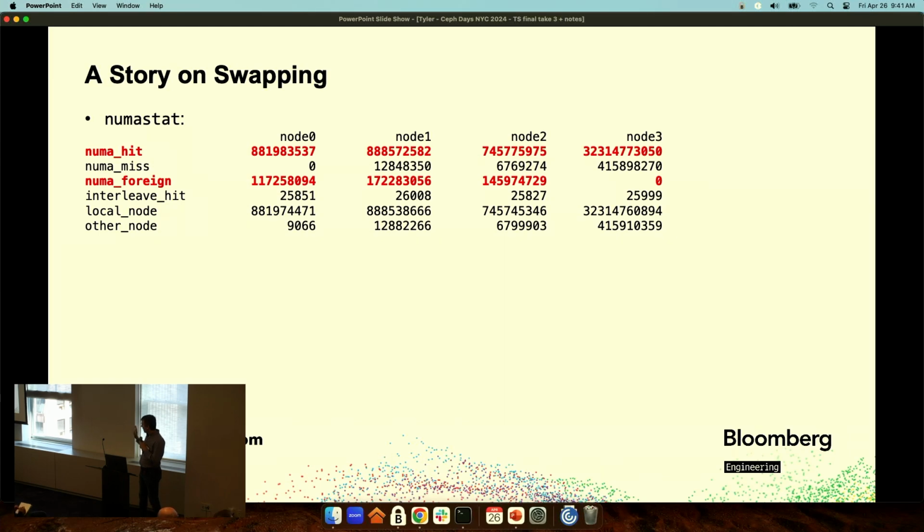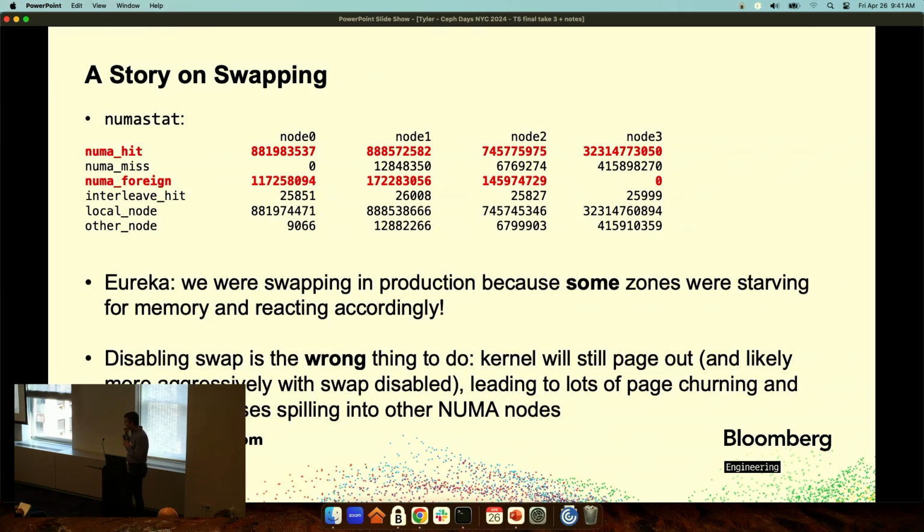And we started looking at more stats like the actual zone statistics, and it was like, eureka. What's happening is that some zones were starving for memory. So there might have been available memory capacity if you looked at memory holistically, but within those zones, they were starving. So disabling swap was the wrong thing to do. It will stop swap, but the kernel's still going to react to memory pressure in those zones. It's still going to page out. It's still going to do lots of other things.